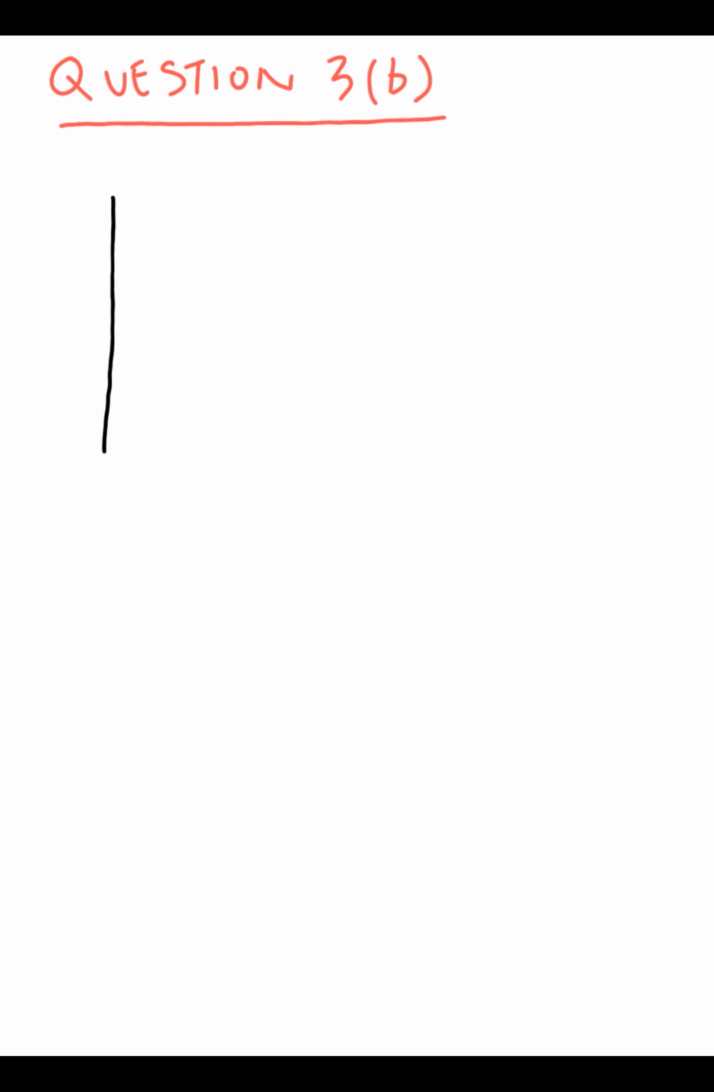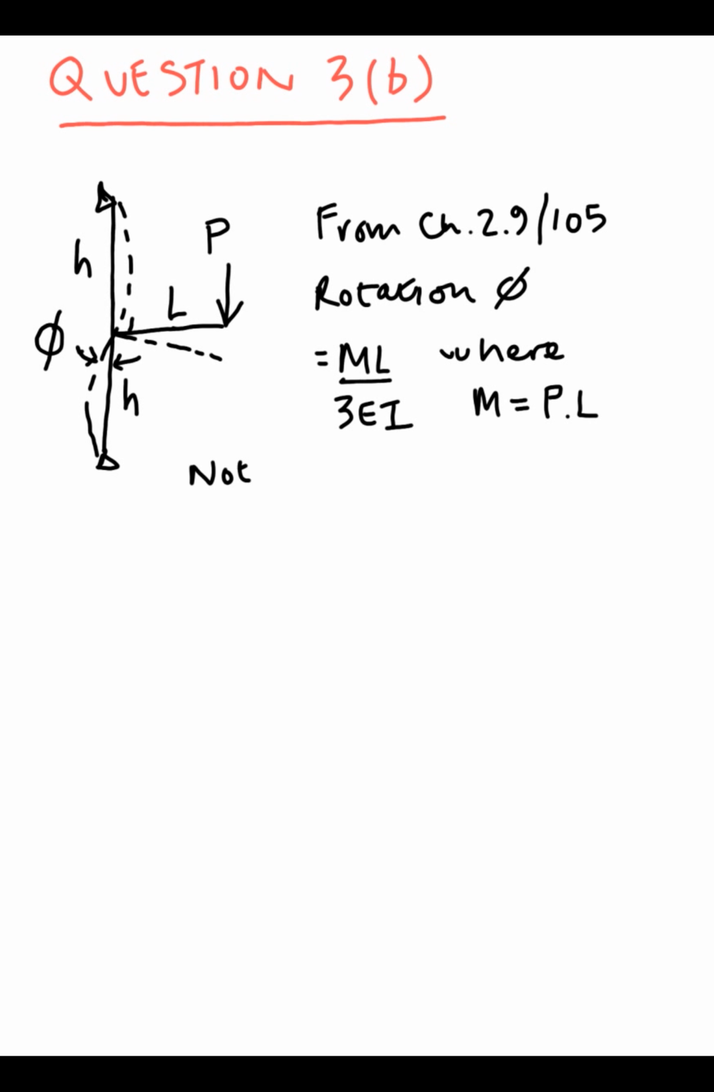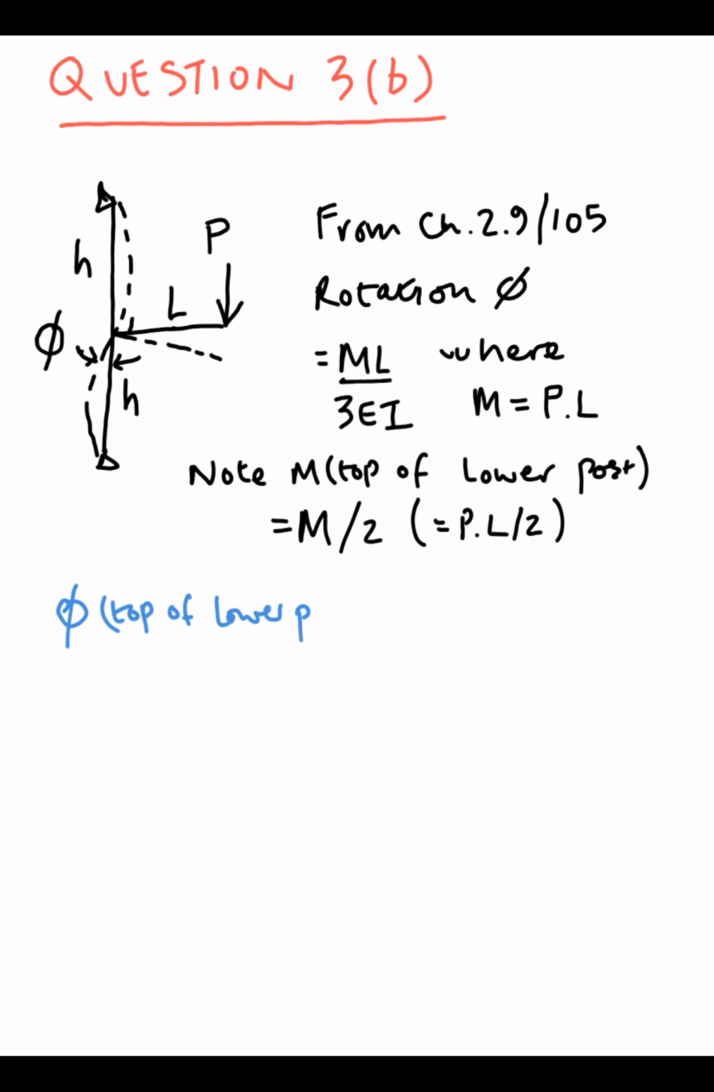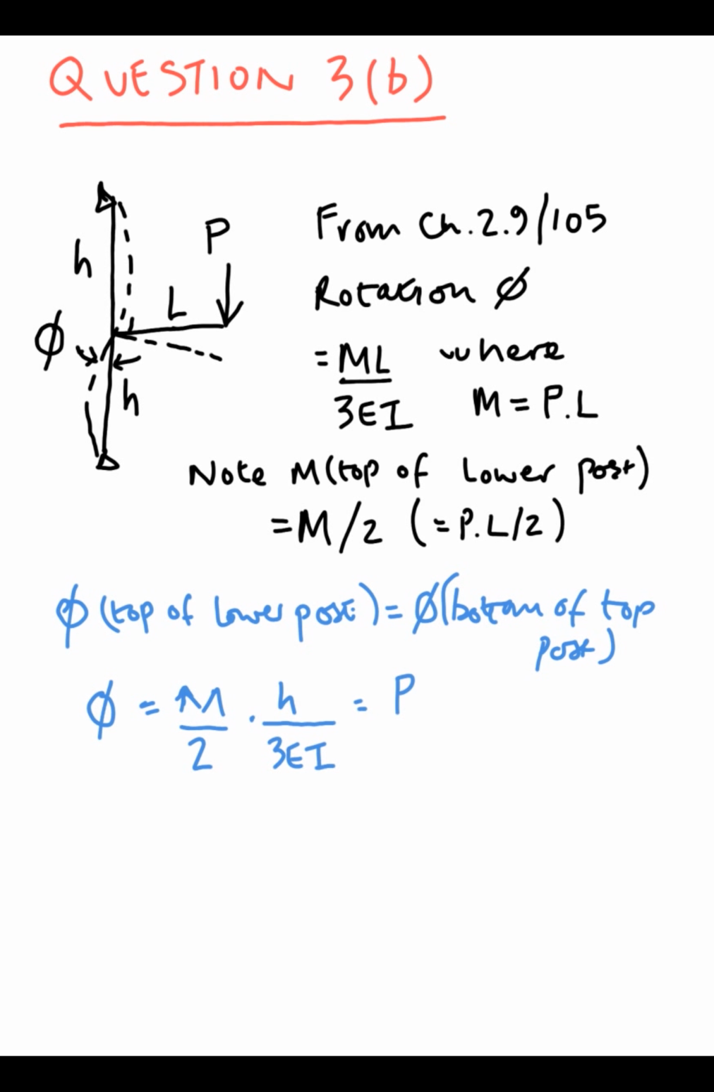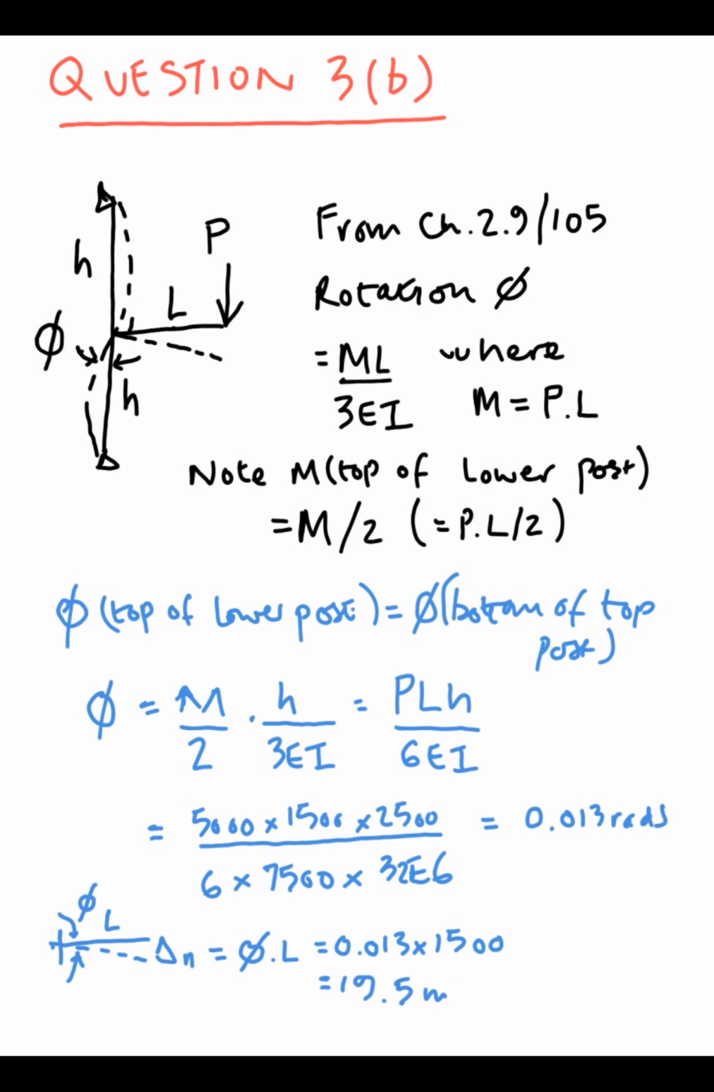Question 3b. Now we're going to look at the effect on the tip deflection in the beam from the deformation in the post. From chapter 2.9, page 105, rotation is ML over 3EI, where M equals PL, and M is at the top of the lower post. M over 2 is PL over 2, and the rotation from the deformation in the post comes out at PLH over 6EI, resolving the equation. The rotation is 0.013 rads, and the deflection comes out as this times the cantilever distance, which is 19.5 millimeters.